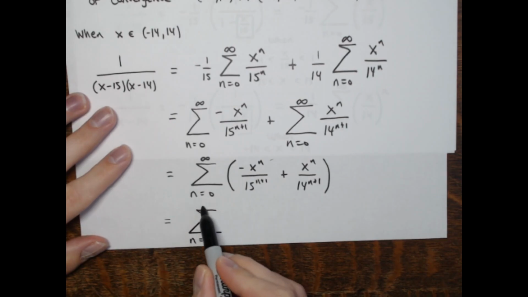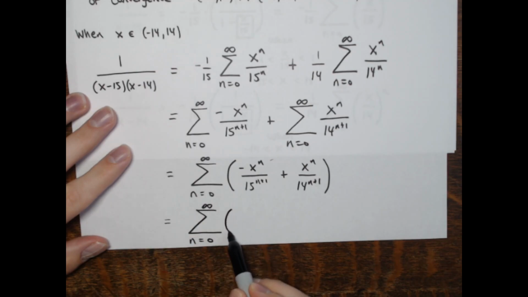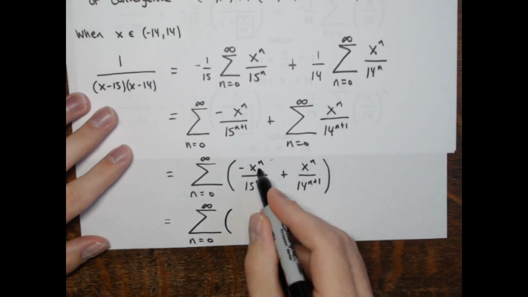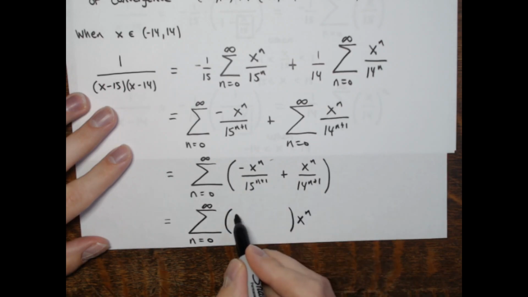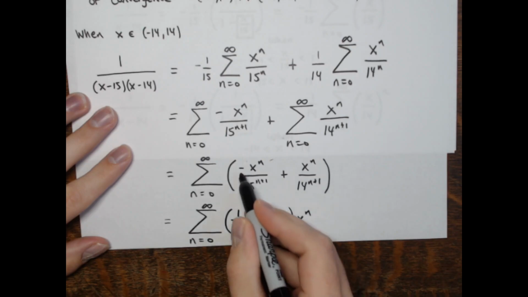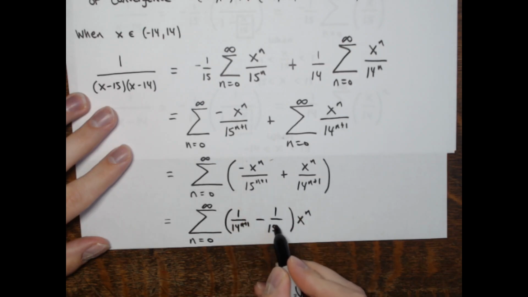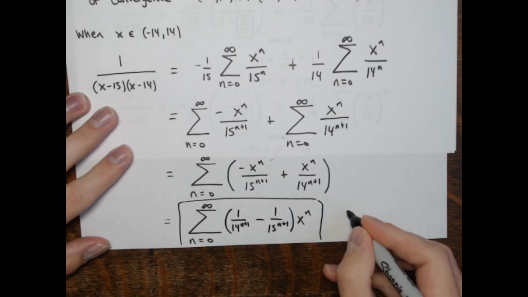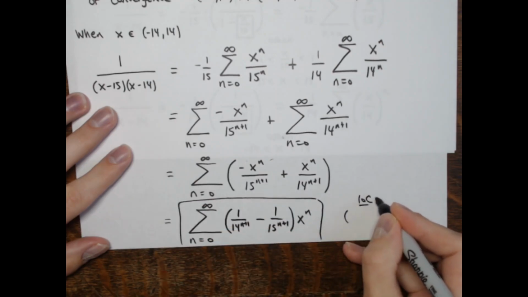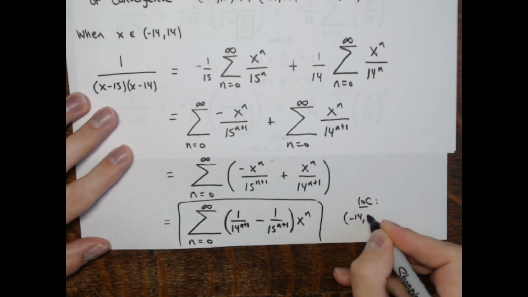Sum from n equals 0 to infinity of, now if I factor out x to the nth, we'll have x to the nth, and then I'll put the positive term first, 1 over 14 to the n plus 1 minus 1 over 15 to the n plus 1. And here you go. This is what they're wanting. And the interval of convergence, IOC, negative 14 to 14.